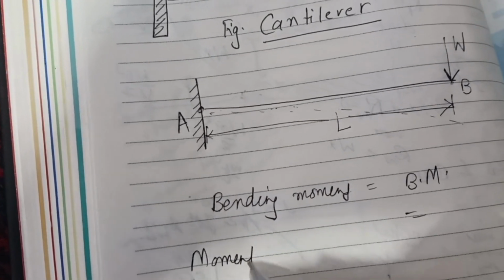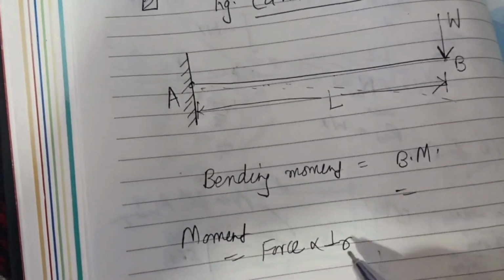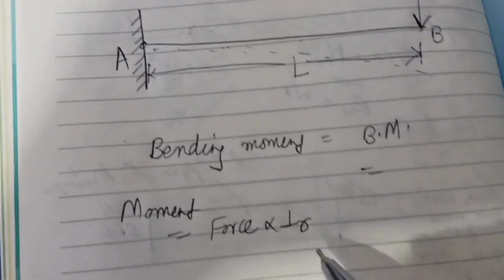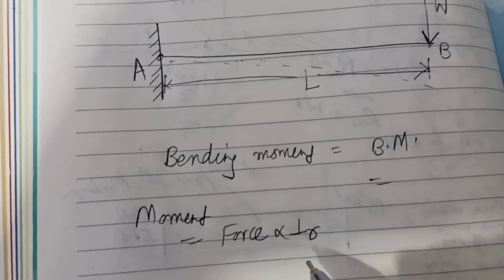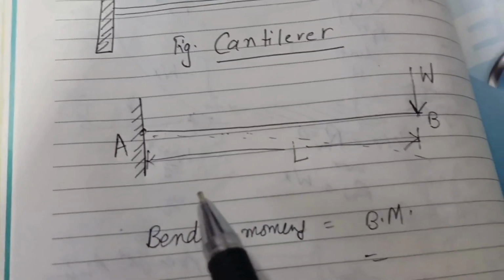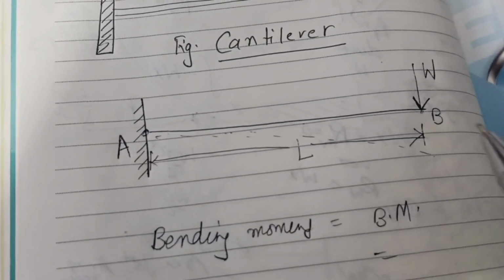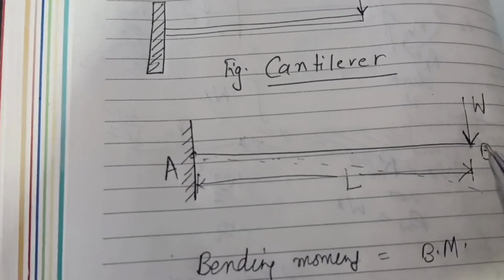So bending moment is nothing but the moment of the force. And you know moment is nothing but force into perpendicular distance, or the arm across which the force acts, right? So if we have to find out the bending moment at A, it will be nothing but minus W into L.